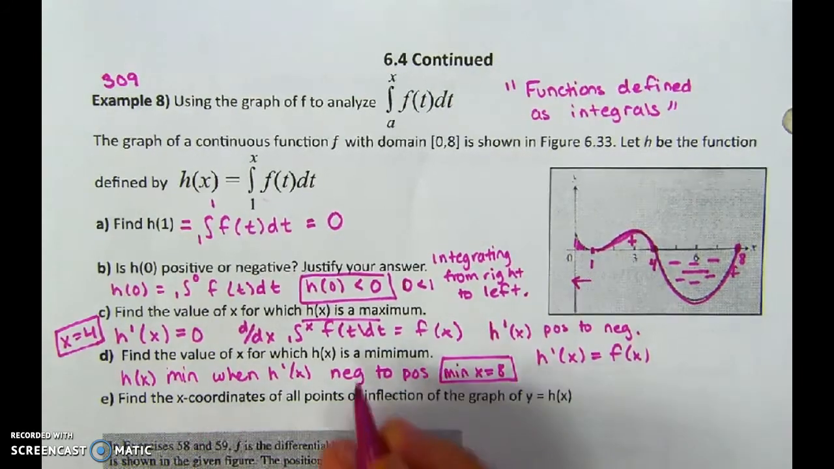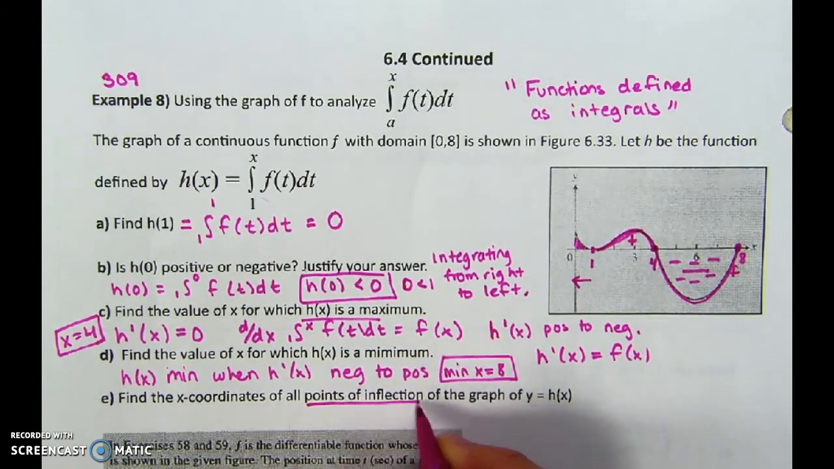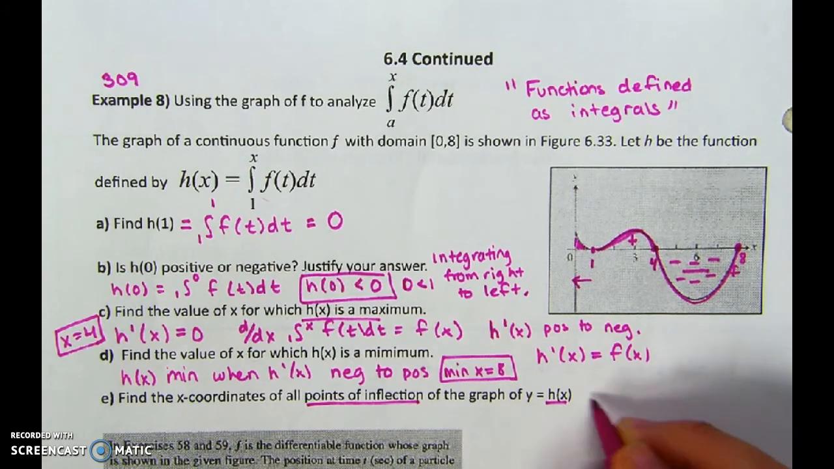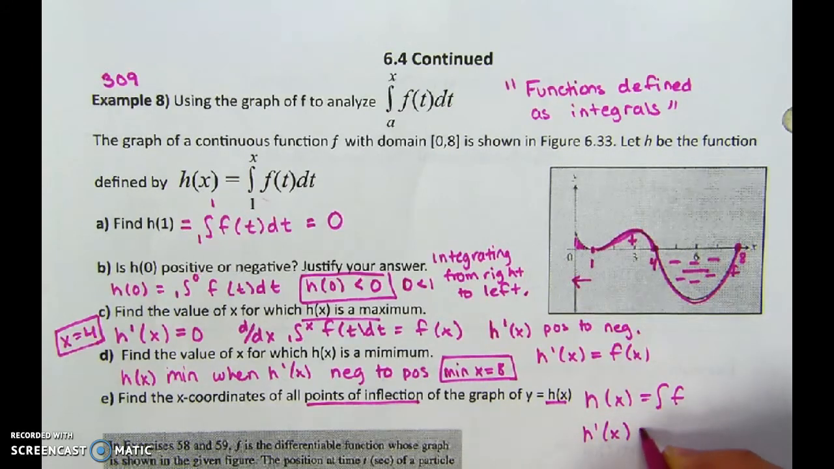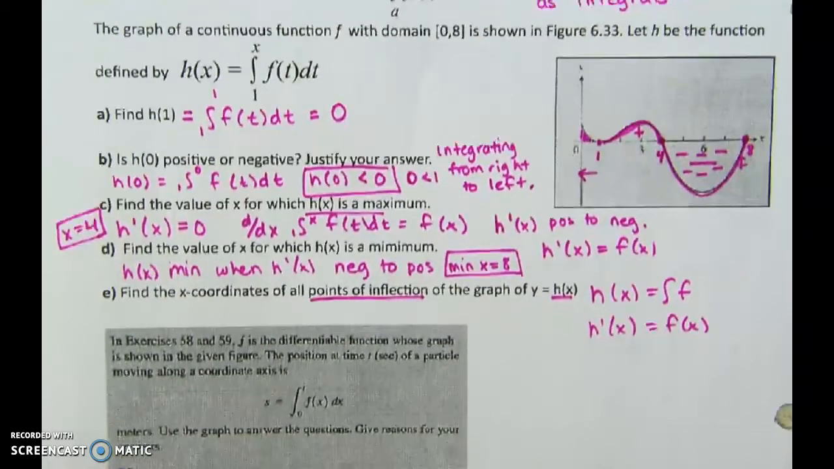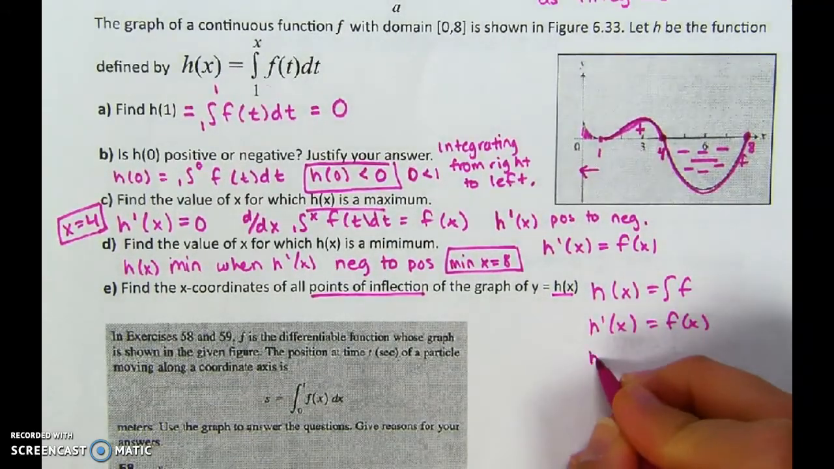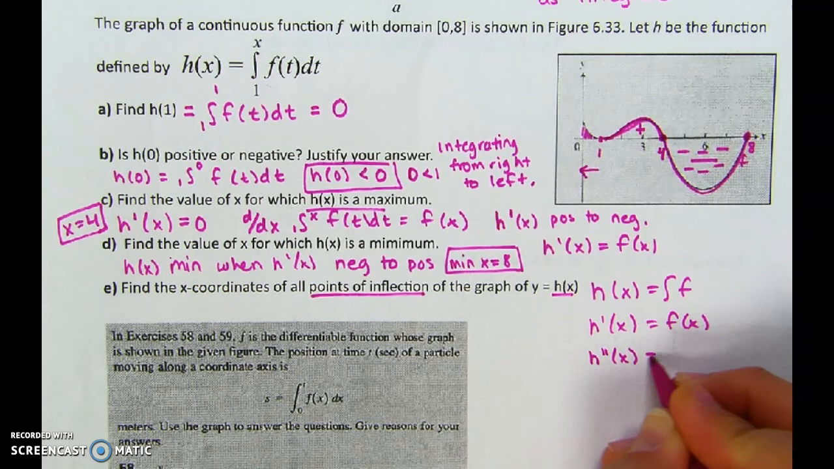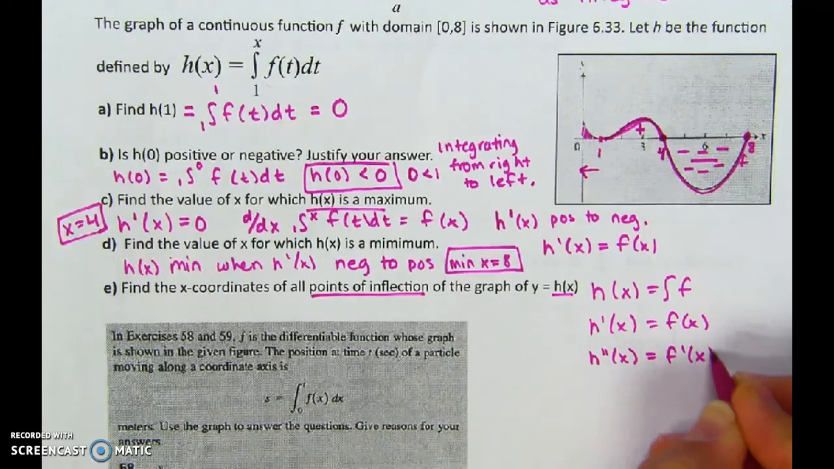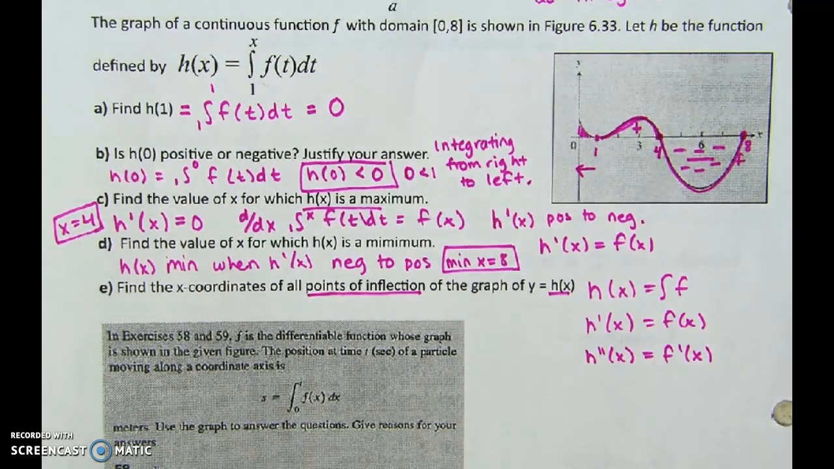Find the x-coordinate of all points of inflection of h. Okay, ready? h equals the integral. h prime equals f of x, and h double prime would equal f prime, like that. Write that down.